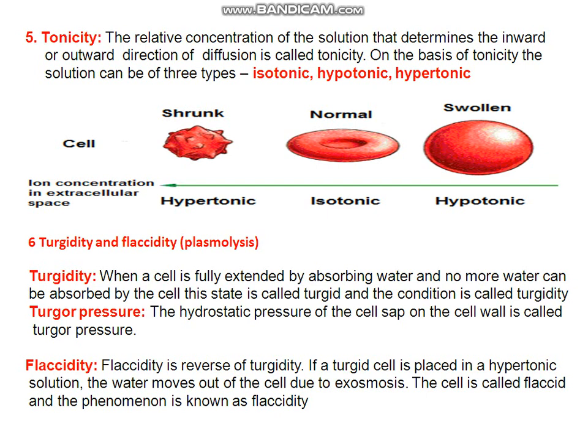Then flaccidity. When a cell absorbs water, it becomes turgid. When a cell reduces water or leaves water, it becomes flaccid. So flaccidity is the reverse of turgidity.